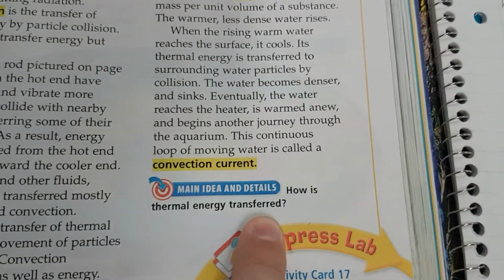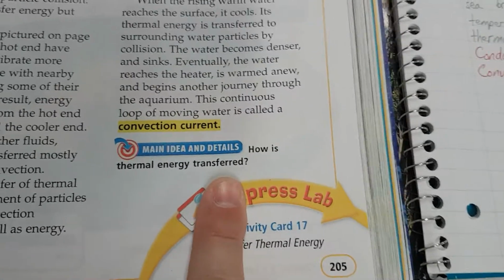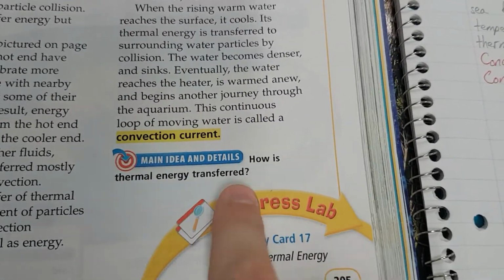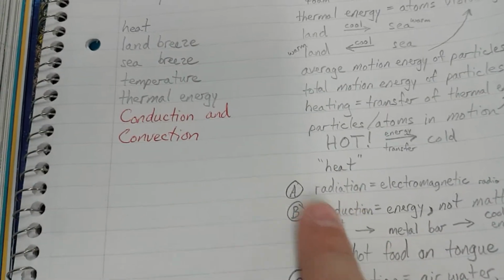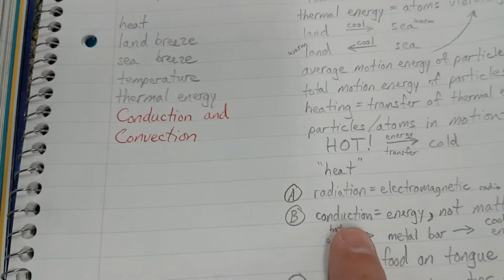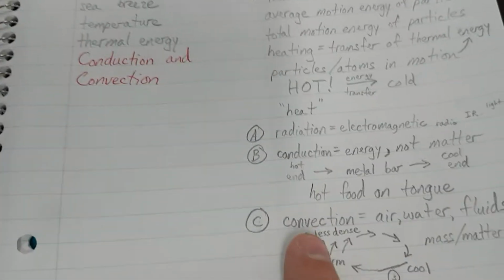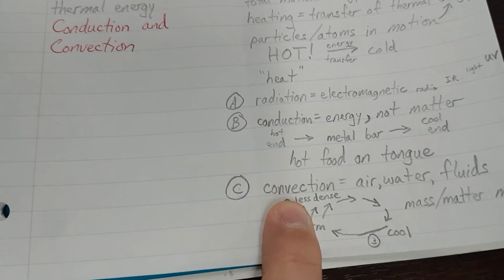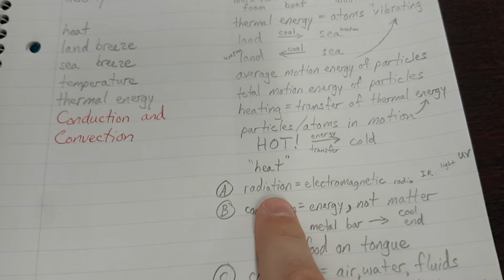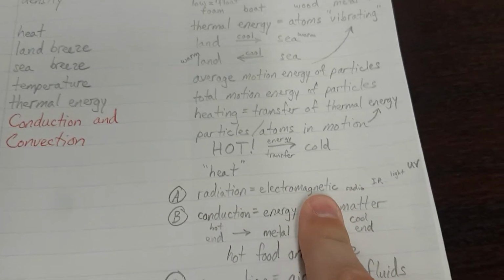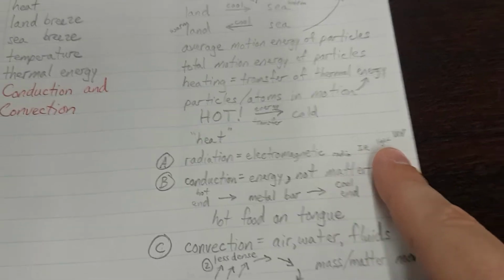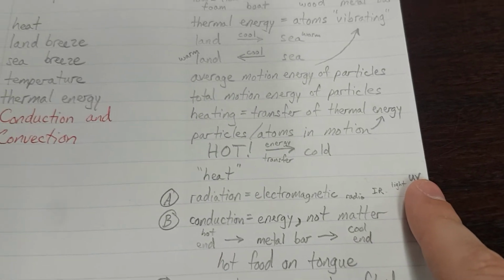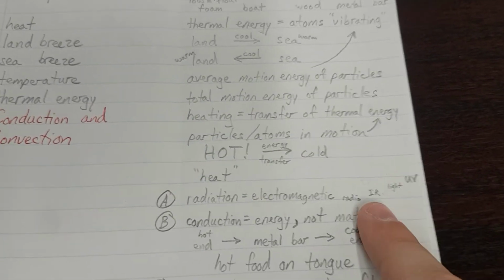All right, let's ask our main idea. How is thermal energy transferred? Okay, let's answer it. Thermal energy is transferred in one of three ways. Radiation, so I put a letter A next to it. Conduction, B, or C, convection. And then we would add details. Radiation is electromagnetic energy, for example, radio waves, infrared, light, or UV. It can move through empty space.